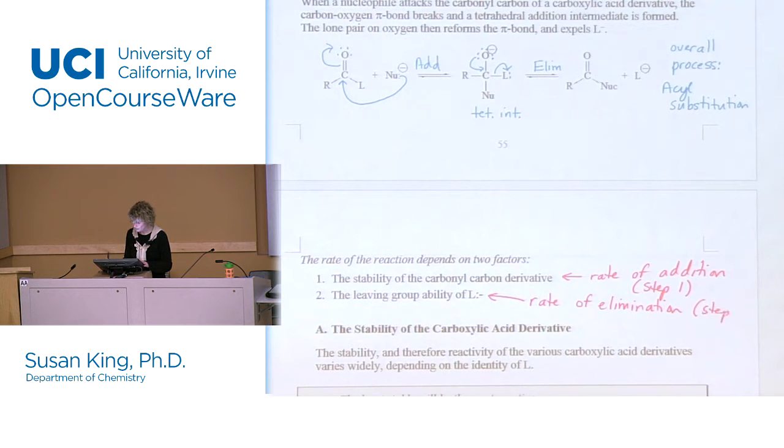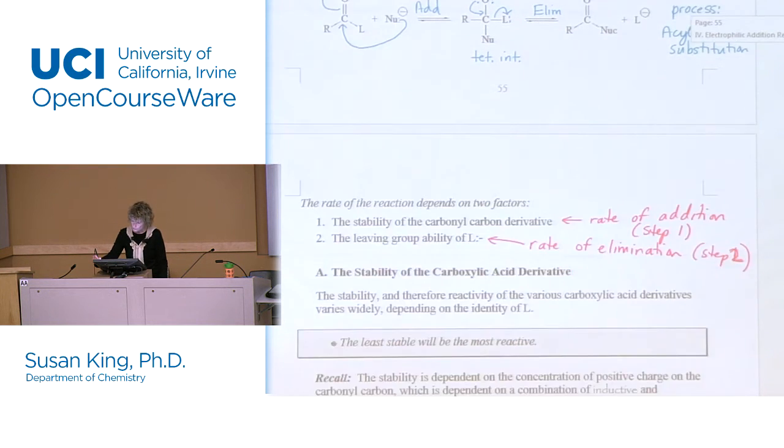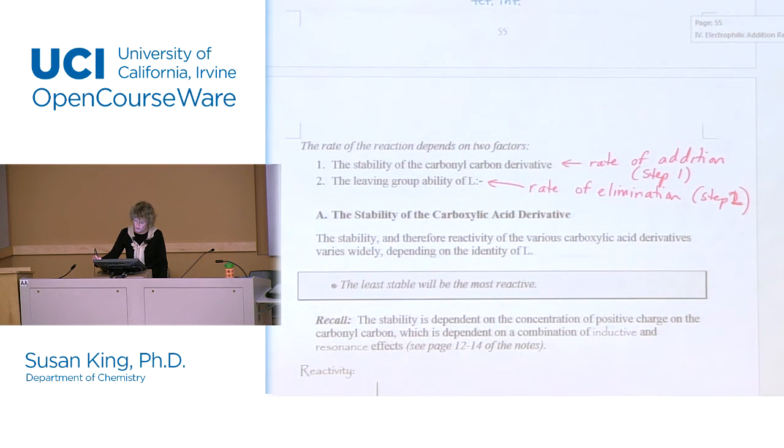Which would be step 2. So we may be able to do step 1, but then if we can't do step 2, then it will just go backwards. Okay? So we have to talk about both steps if we're going to talk about the rate of the reaction. So let's talk about the first one, the stability of the carbonyl.